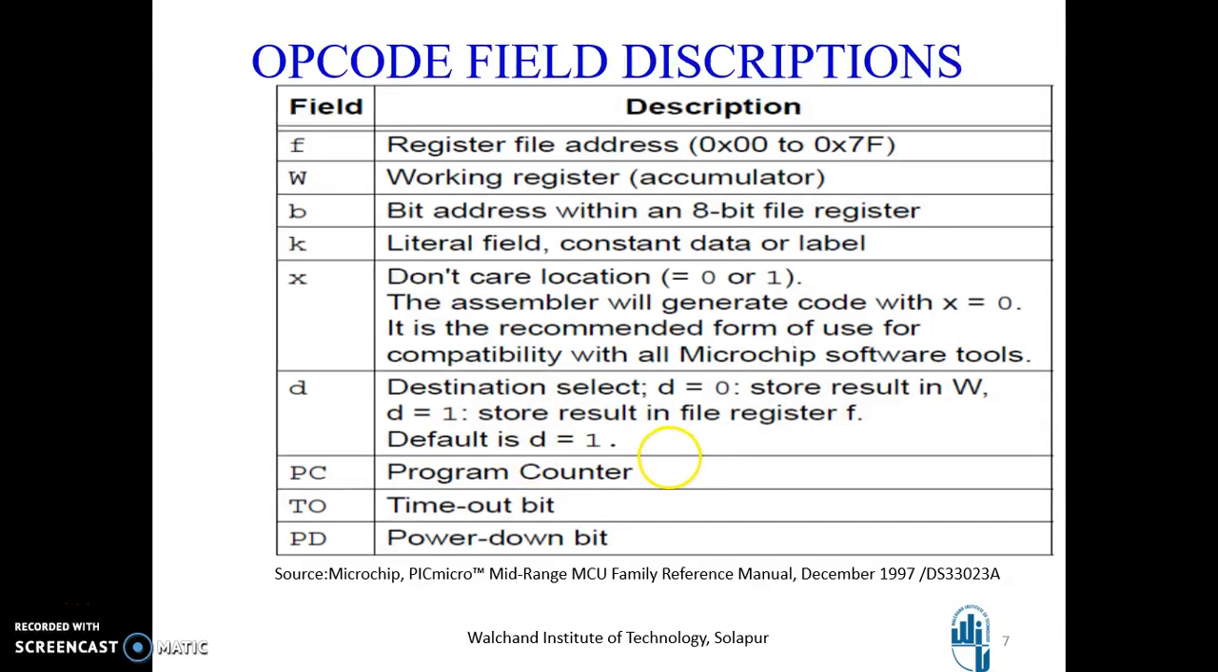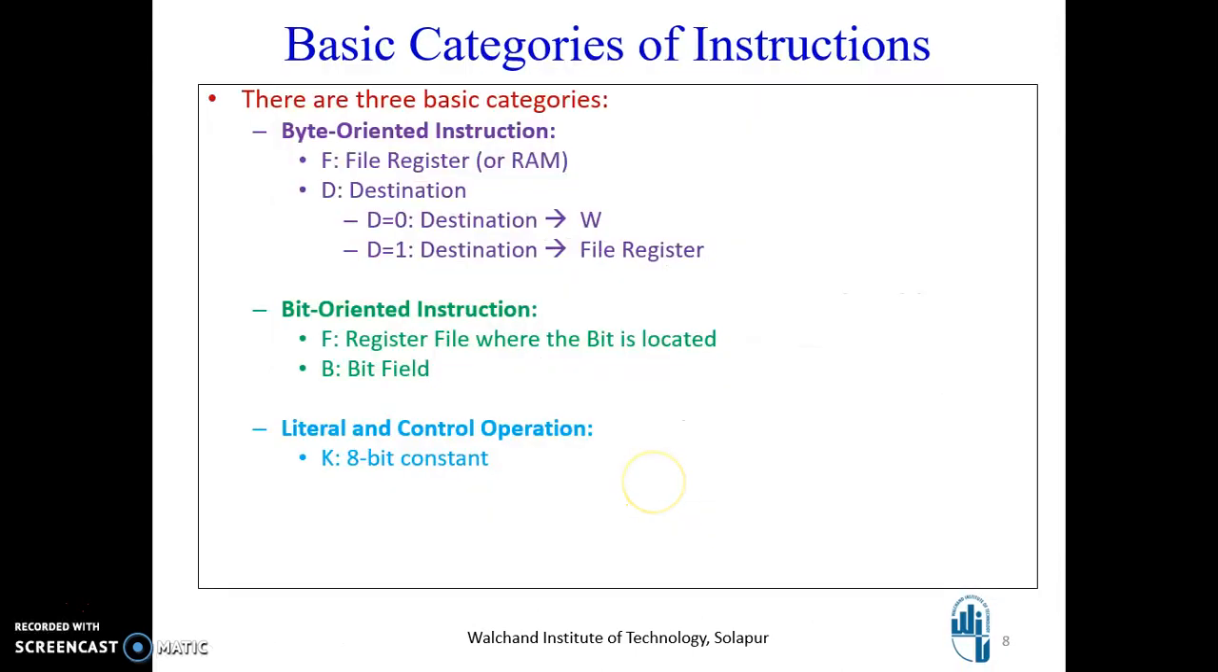Then PC stands for program counter. You know the program counter is of 13 bits for the PIC microcontroller. Then the timeout bit is there and power down bits are there. So these are the different fields you will find in the instruction set of the PIC microcontroller.